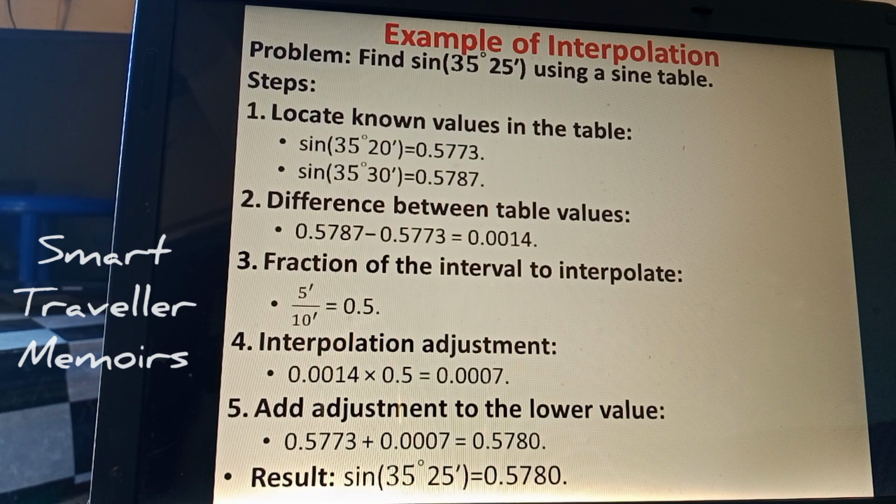Interpolation adjustment. Add adjustment to the row value. So you have 0.5773 plus 0.0007 is equal to 0.5780. And therefore, the sine of 35 degrees 25 minutes is 0.5780.